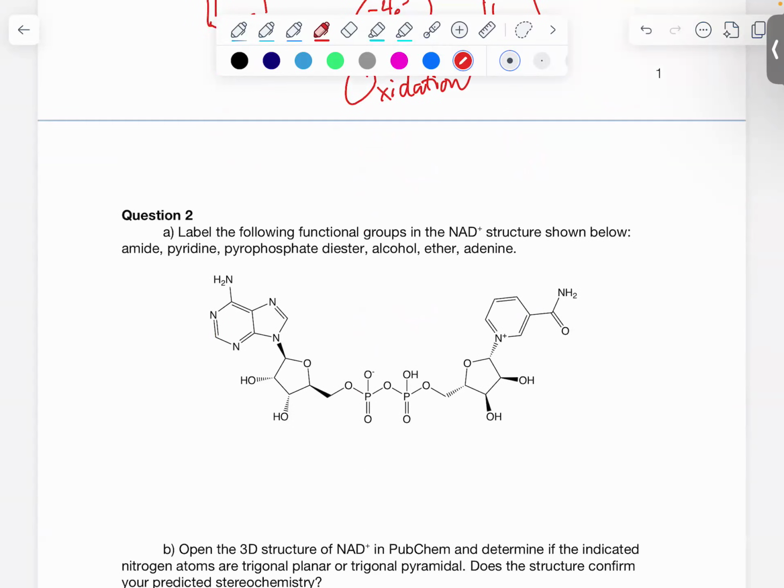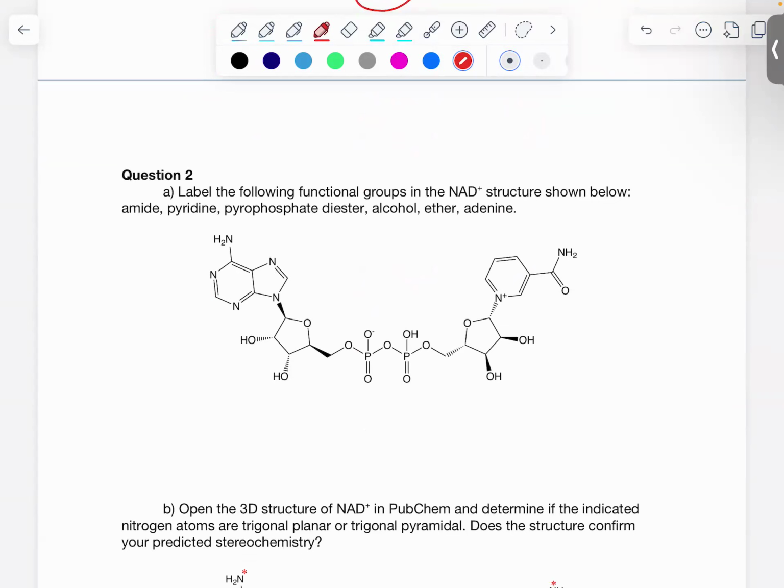So next we have labeling some functional groups on the structure of this nicotinamide. And so some of these are words you might not have heard before, and so you might have had to look them up, but some should be familiar. So I'll start with those that should be familiar to you all. The amides should be familiar because it's an NH next to a double bonded oxygen. Then we have alcohols, which is just that OH group. And we have ethers, which are oxygens in the middle of carbon chains.